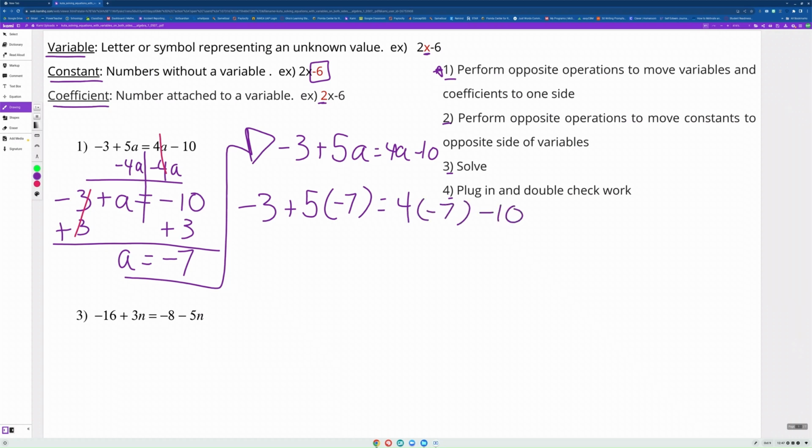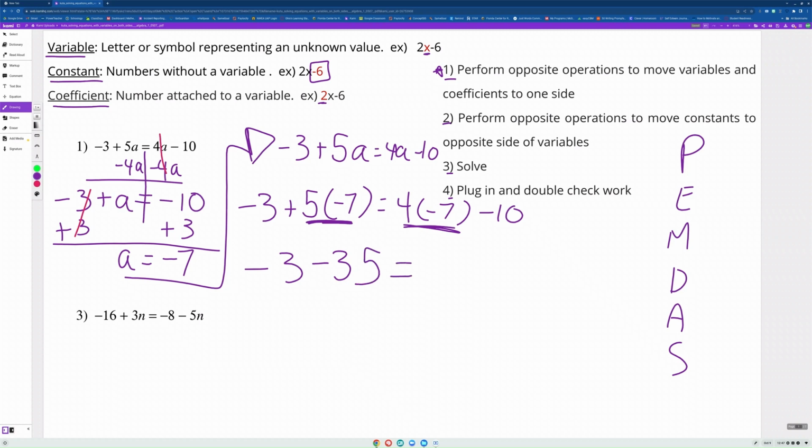Okay, so now I'm going to solve using my order of operations. So it's just parentheses, exponents, multiplication, division, addition, and subtraction. So I'm going to go ahead and multiply because that's the first thing that I see on both sides. So I have negative 3, and then 5 times negative 7 is going to give me negative 35. And if I'm correct, that will be equal to 4 times negative 7. It's going to give me a negative 28 minus 10.